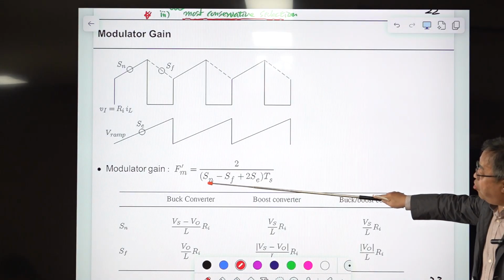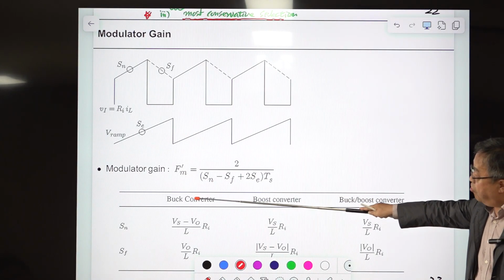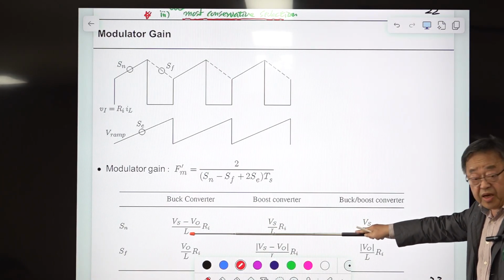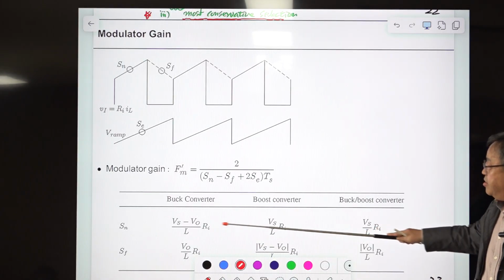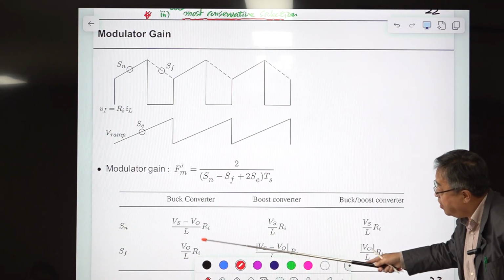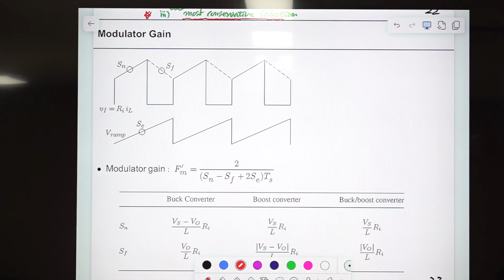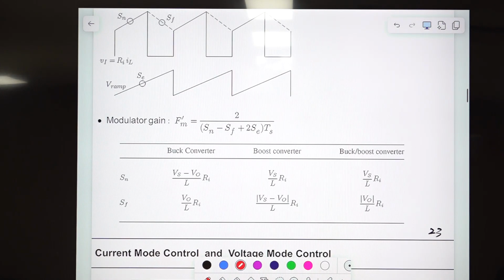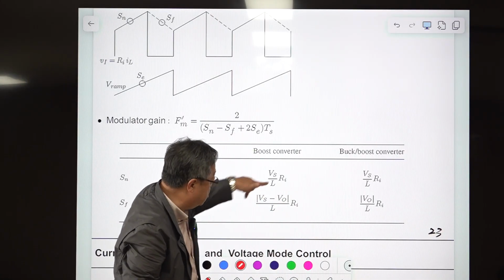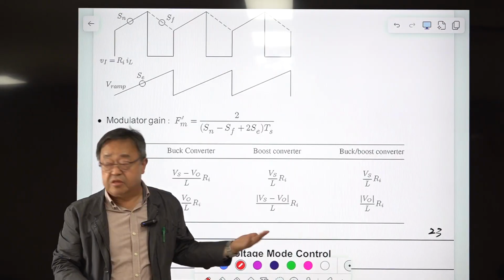So Sn is the on-time inductor current sense slope. For the buck converter, the on-time slope is Vs minus Vo divided by inductance L, times Ri. This is the buck-boost converter, and the on-time slope is this one. This is positive, but for the boost converter, the magnitude of the slope, without this sign, becomes negative. So to make it positive, I place this. This is negative, so I need this. Okay? So this is very simple.